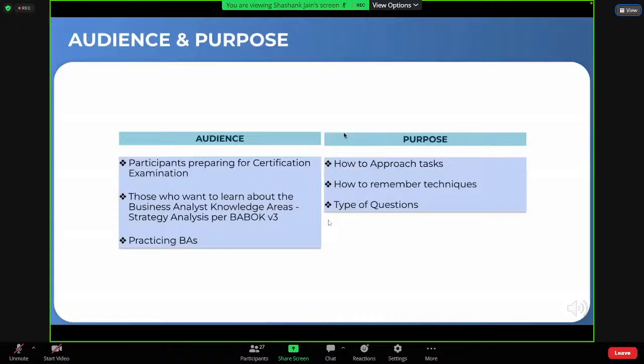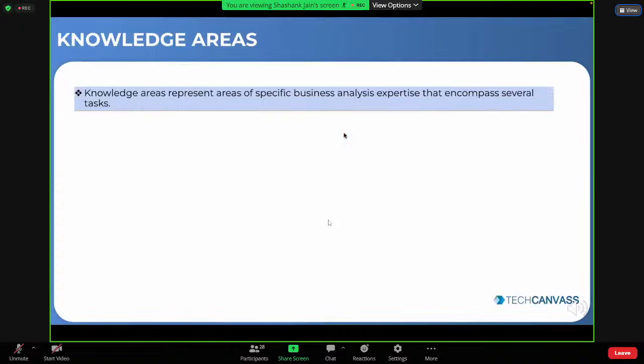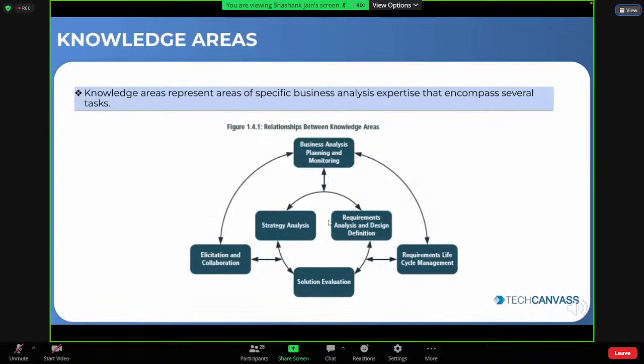It'll be helpful for practicing BAs, so that you understand that there are different tasks in the knowledge areas. There is a standard structure of all of the knowledge areas, and that is consistent across all of them, so that's how it will help you. There are a total of 6 knowledge areas in BABOK: business analysis planning and monitoring, elicitation and collaboration, strategy analysis, which we will be going through today, and 3 more: solution evaluation, requirements analysis and design definition, and requirements life cycle management. So 6 knowledge areas are there.